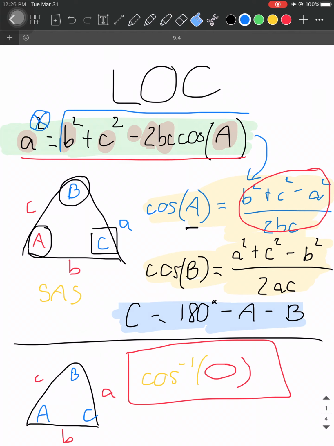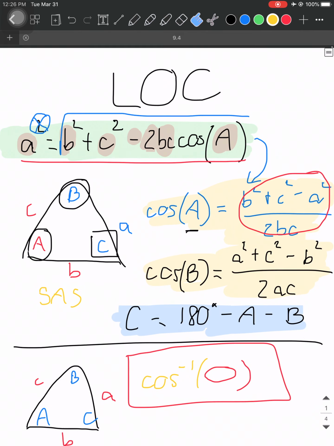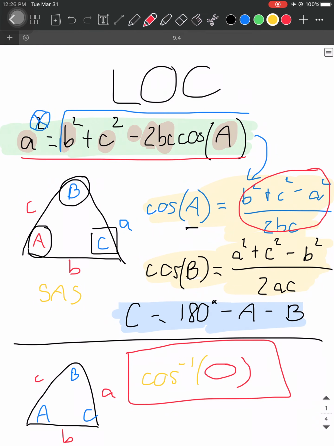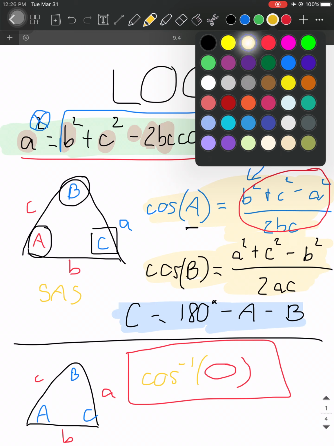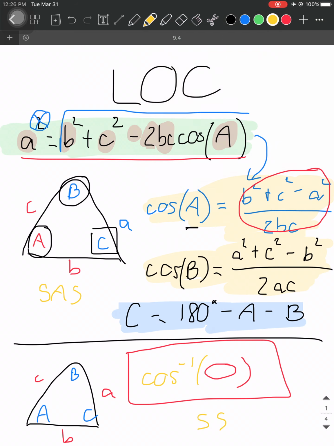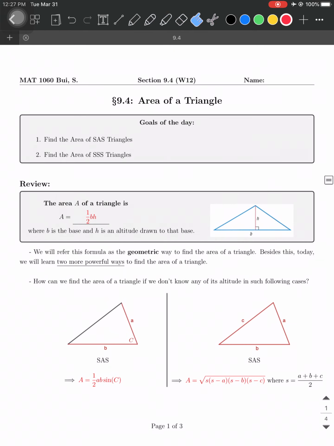And the takeaway from this one is that make sure you remember the three cases for law of sines, and for the law of cosine, you're going to have two more cases, which are SAS, and the other case would be SSS, okay? So make sure you remember which case is which and which law is applied for which, okay? And let's talk about today's topic.